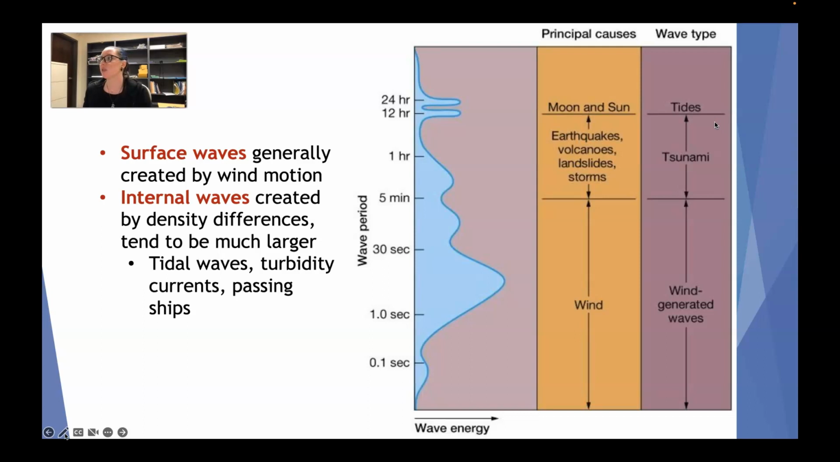So we also have two different kinds of waves, in a sense: surface waves, which are generally created by wind motion, and internal waves. These internal waves are created by density differences and tend to be really large, which is really fun and interesting. Some examples of that would be tidal waves and turbidity currents. There's that term again. I told you that we weren't going to get rid of it when we first brought it up.